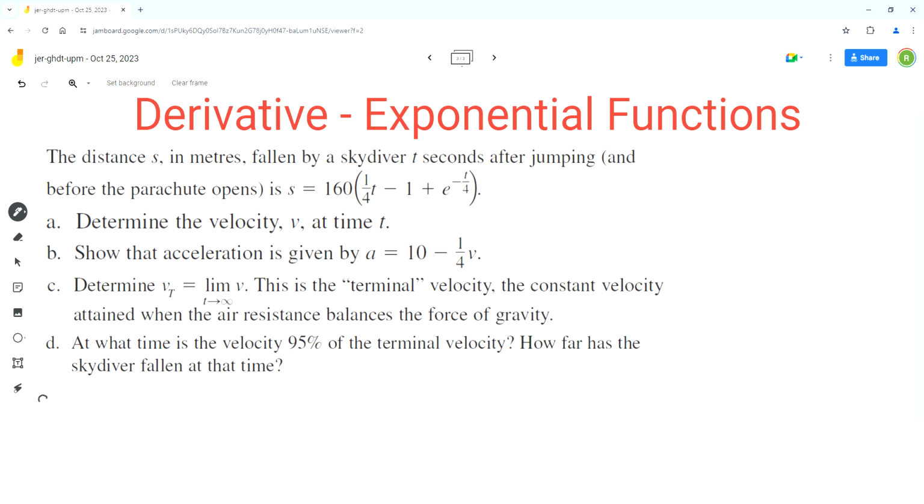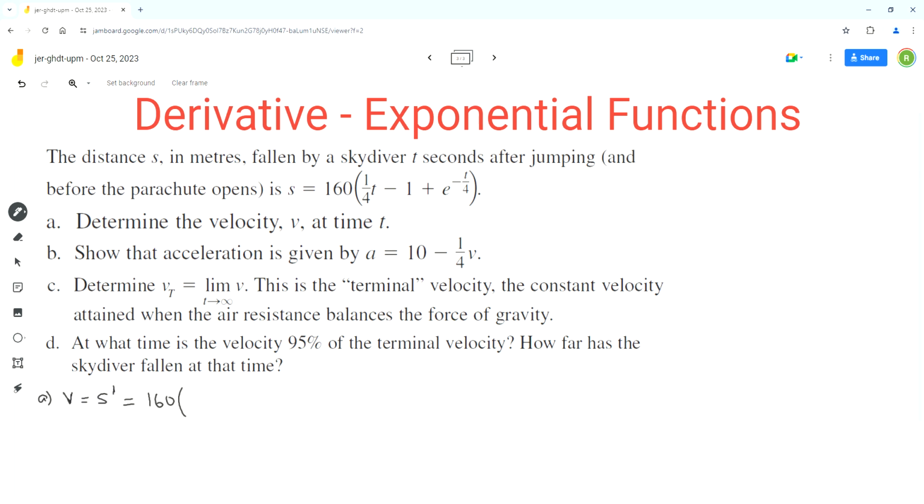We have to find the velocity v at time t. So we can use the given distance function, and the velocity function will be the derivative of this distance function. So we can write v equals s prime, which is equal to, now in the given function 160 is the coefficient of the term, so it will stay as it is.